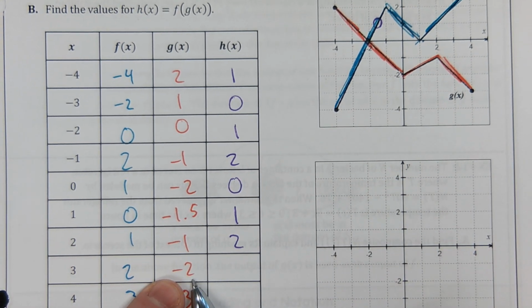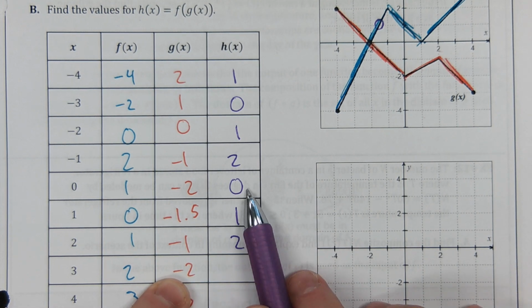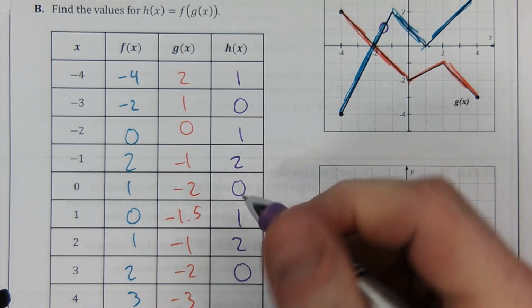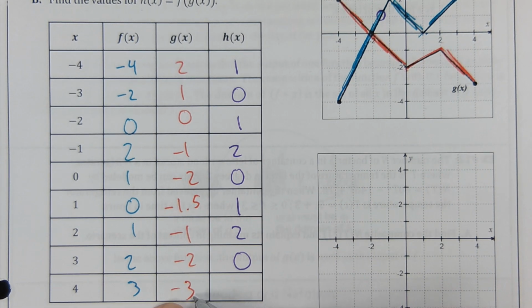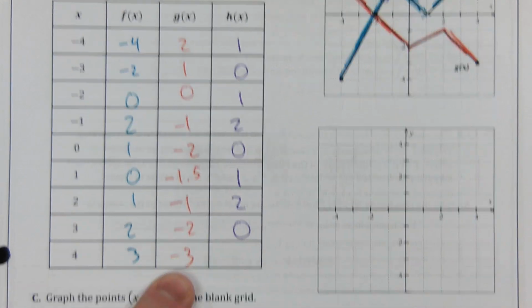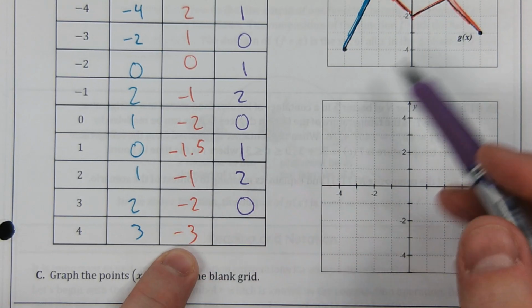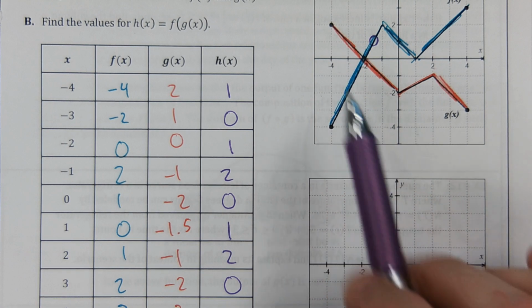How about this one? F of g of 3. This is g of 3, so it's f of negative 2. Oh, we already know that one too. And do we know this one yet? Or is this one new? This one's new. F of g of 4. This is g of 4, so f of negative 3. F of negative 3 is negative 2.